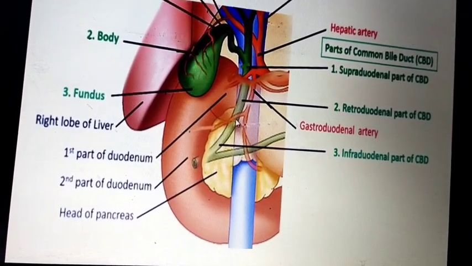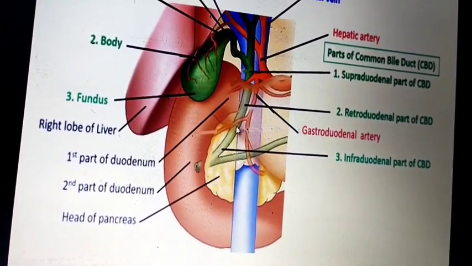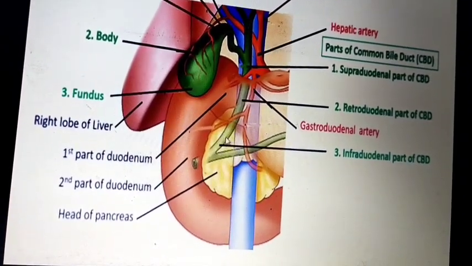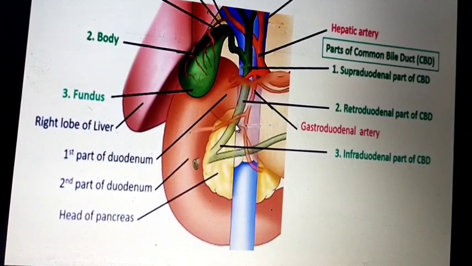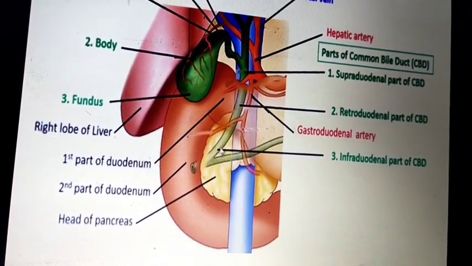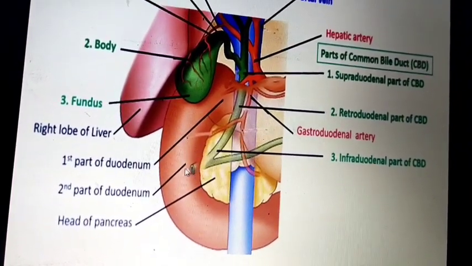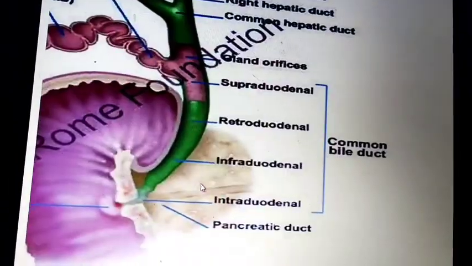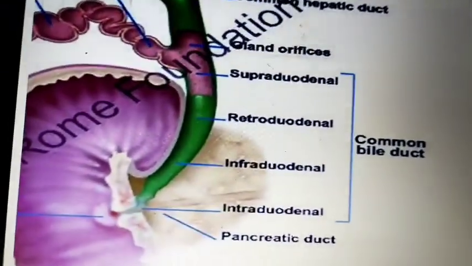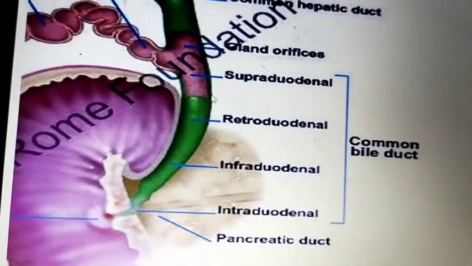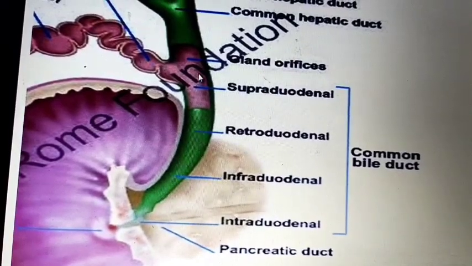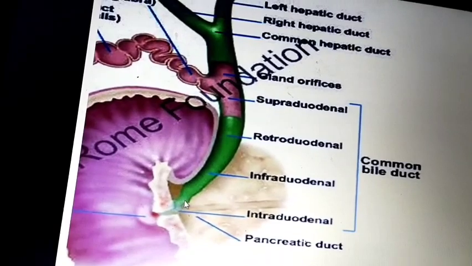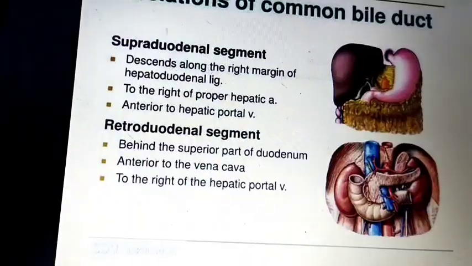In the infraduodenal part, just below the duodenum, it lies in the groove in the posterior head of the pancreas. In that pancreatic groove, that is the infraduodenal part, and it opens at the second part by the major papilla. You can see here, this is the duodenum. Above that is the supraduodenal part, then the retroduodenal and infraduodenal parts of the common bile duct.